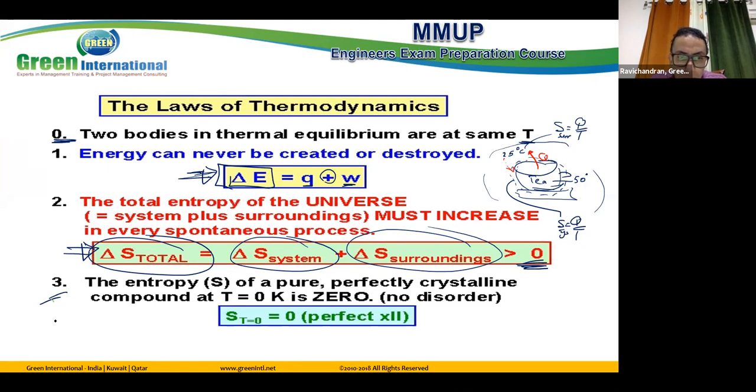The last law here says that when the entropy of a pure or perfectly crystalline compound is at T equals 0 Kelvin, what happens at 0 Kelvin, 0 absolute pressure? This entropy is equal to 0. Perfect. This entropy is equal to 0. Okay. Focus for the second and first law of thermodynamics, please.